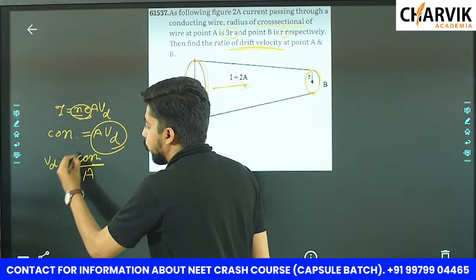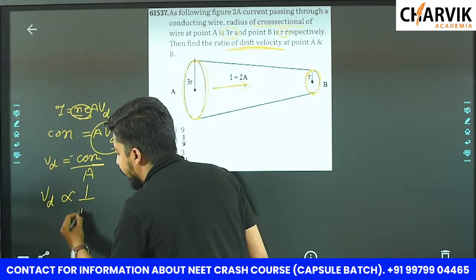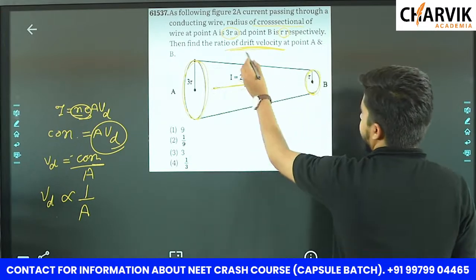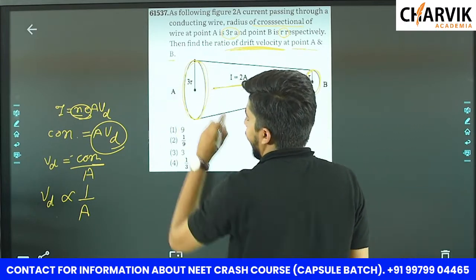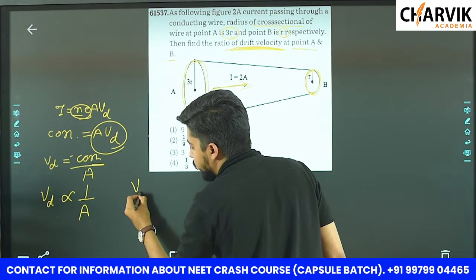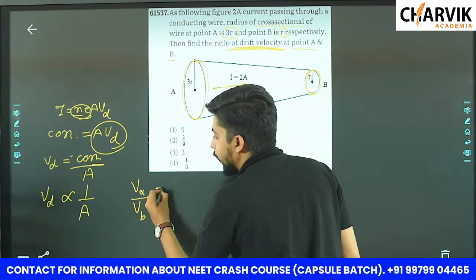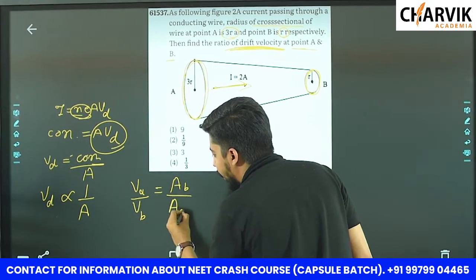Now if you remove the constant and the equal sign, you can say drift velocity is inversely proportional to the area. And what are they asking? They are asking you to find the ratio of the drift velocity of point A and B. So I can say drift velocity at point A divided by drift velocity at point B will be equal to the area at B divided by area at A.